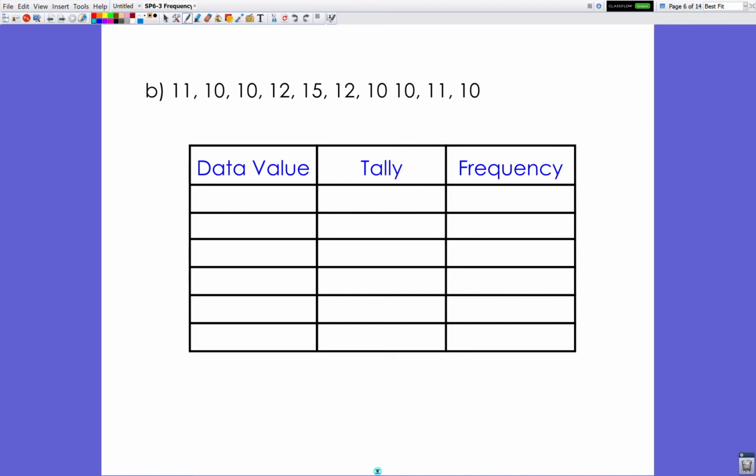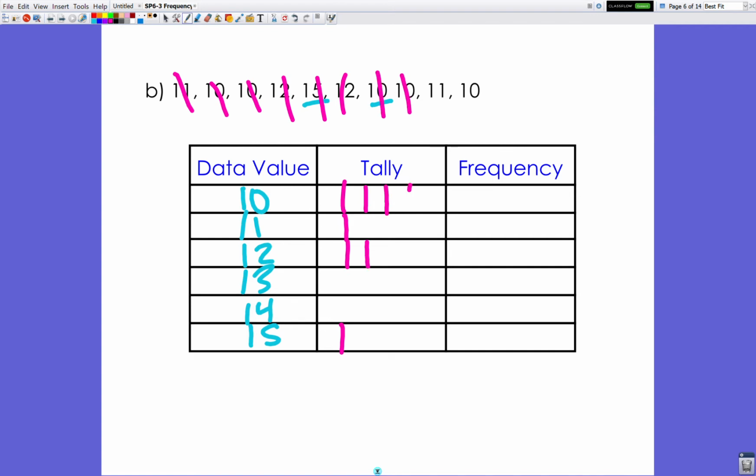So starting with the data value, it looks like my lowest data is 10. My highest data point is 15, so 10, 11, 12, 13, 14, 15. Now we're ready for tallies. So 11, 10, 10, 12, 15, 12, 10, 10, 11, 10. And now for our frequencies, we have 5, 2, 2. There's nothing in 13 and 14, so the frequency is 0, and then 1.